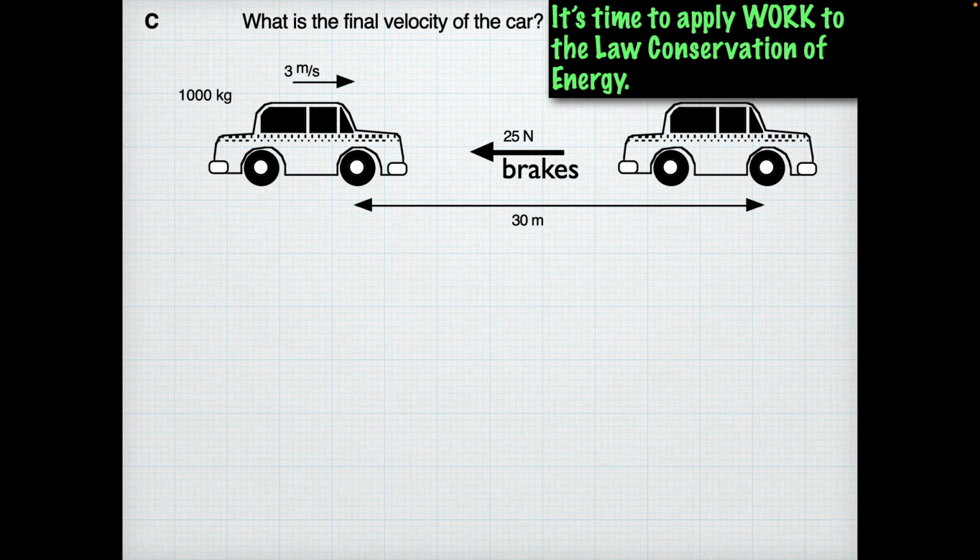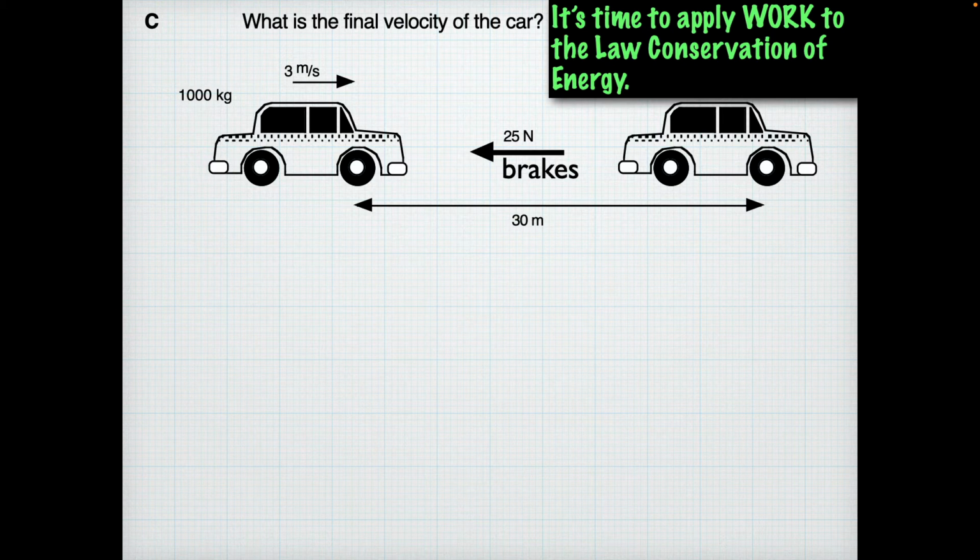So this video is going to talk about how to incorporate work by non-conservative forces. Alright, so this is conservation of energy, the method we're going to use to solve this, but energy is not going to be conserved. In fact, I'm going to lose some due to work by a non-conservative force. So the question is, what is the final velocity of a car?